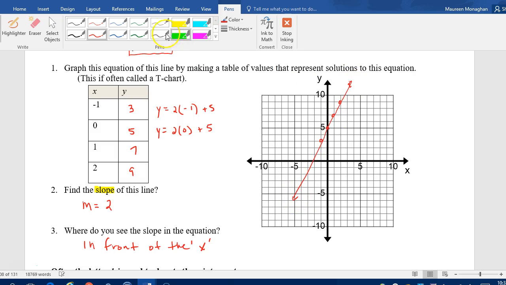We could have also found the slope by going the rise over the run. So 2 over 1. That's also the slope. That's another way to find it. So the slope is always going to be in front of the x.